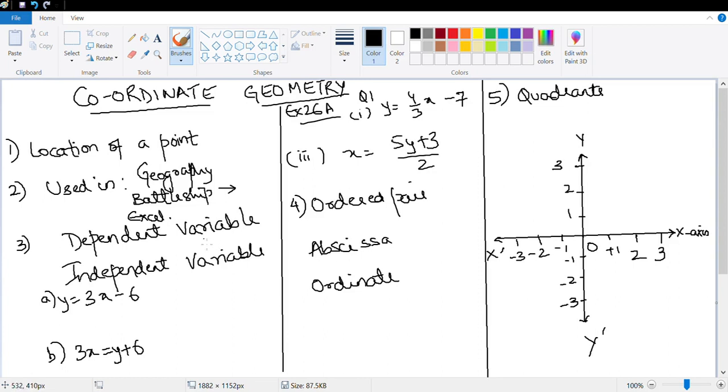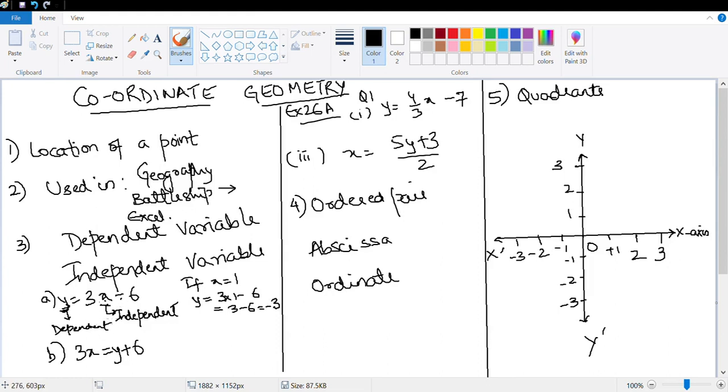Now there are dependent variables and independent variables. Let's look at it with an example. So if my equation is given as y is equal to 3x minus 6, then x is my independent variable because this is not dependent on y. Y is dependent on x. So if x is equal to 1, then y will be equal to 3 into 1 minus 6, which is 3 minus 6, which is negative 3. So in this case, y is the dependent variable. Right? This is the way it's been given.